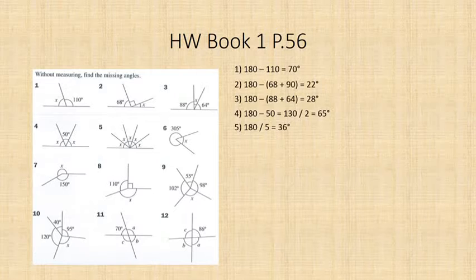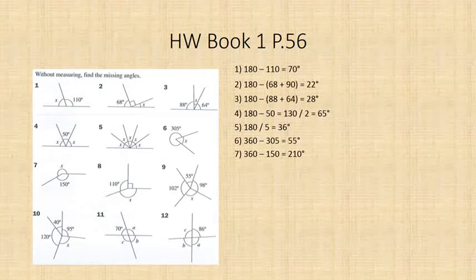Question 6 here, I know that this is an angle around a point. Angles around a point. So the sum of angles around a point equals exactly 360 degrees. So all I'm going to do here to find x is just subtract 305 from 360. So x is going to equal 55 degrees. Question 7 is going to be the same thing as question 6. They are angles around a point. So all you're going to do is subtract 150 from 360 degrees. So the answer is going to equal 210 degrees.